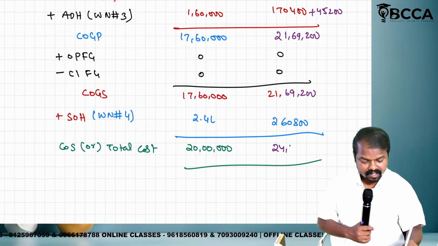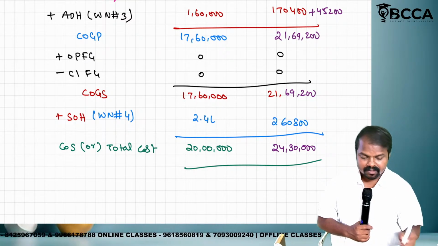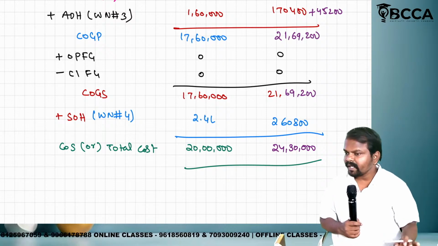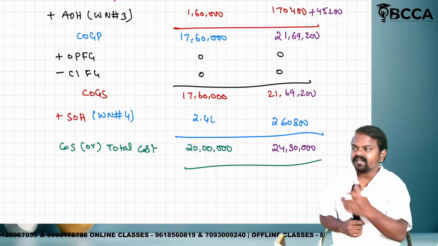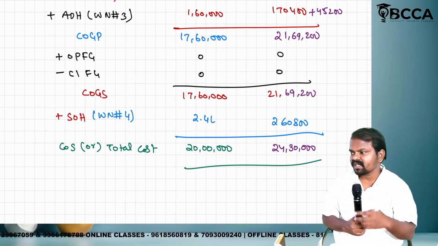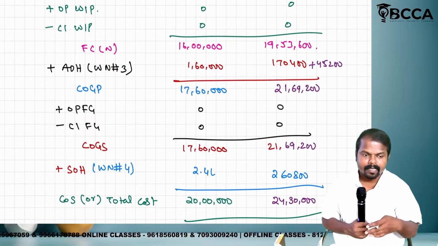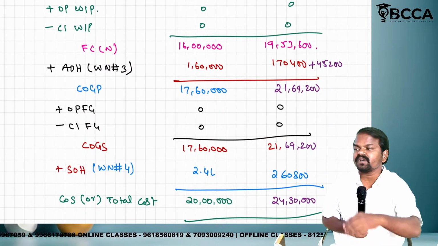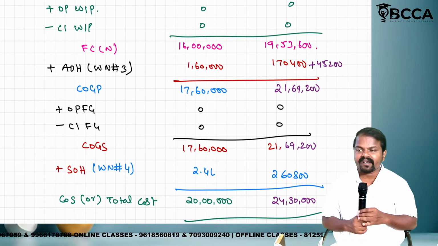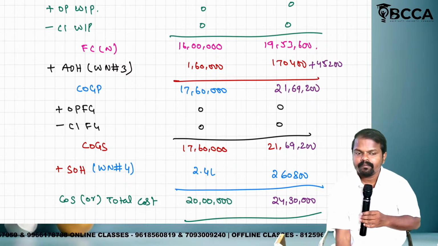This is the cost of sales. Clear? Please adjust what you wrote in the previous class. Please rectify. Why? Because we did not observe that the additional advertisement expense is given. Please rectify.